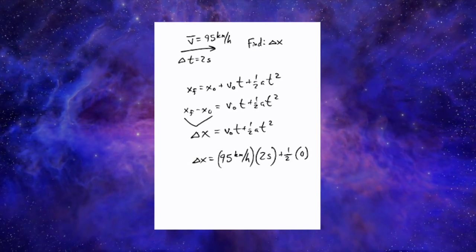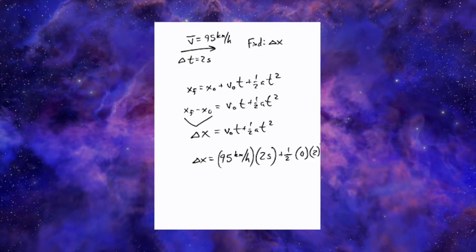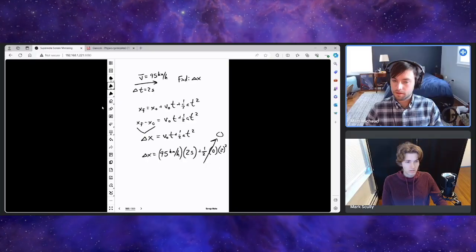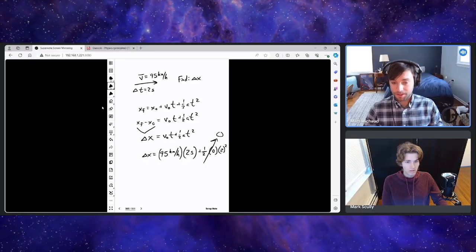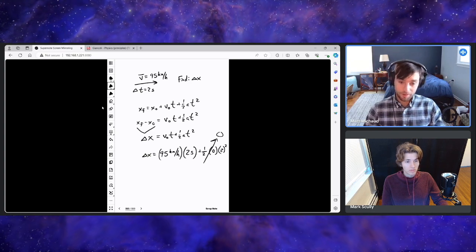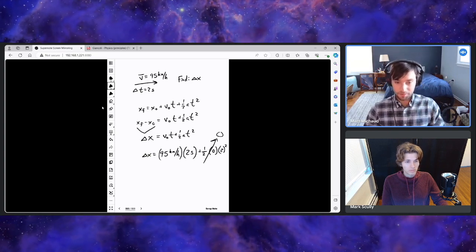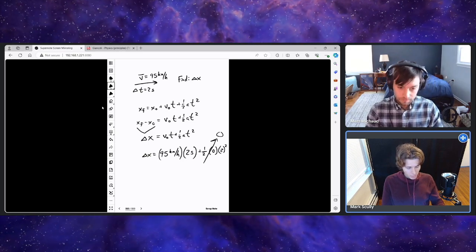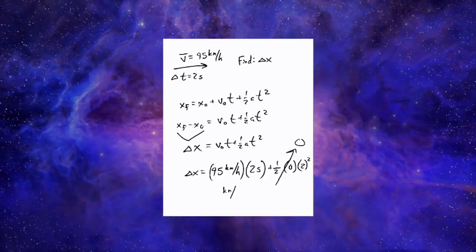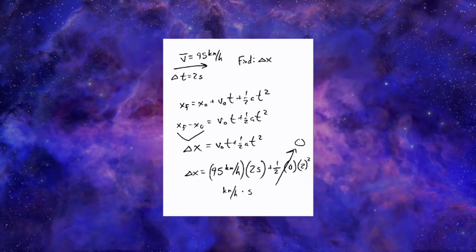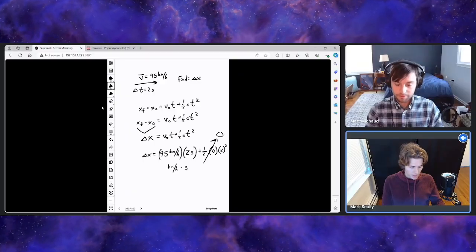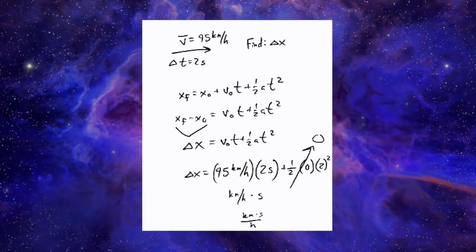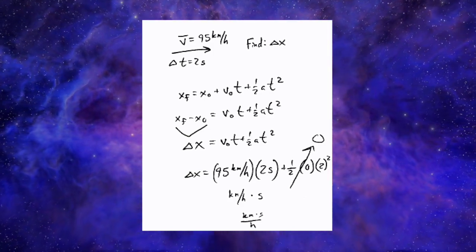And then it doesn't even matter that the 2 seconds here is squared, because anything multiplied by 0 is 0. And the 1/2 times 0 will just become 0 as well. And then we can just focus on the beginning of the problem. Exactly. Now, we have an issue here. We're trying to multiply kilometers per hour times seconds. That's going to give our answer as kilometer times seconds over hours. And that's confusing. That's not really a clear distance, is it?